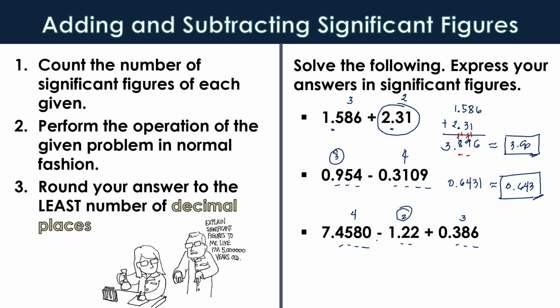Now, nonetheless, if we perform this operation, ang answer na natin ngayon ay 6.624. Pero dahil ito ngayon ay naka 2 decimal places na dapat natin ipakita as our answer, we will have 6.62.